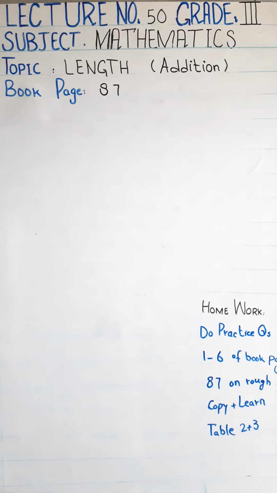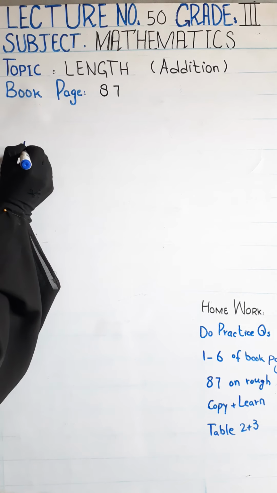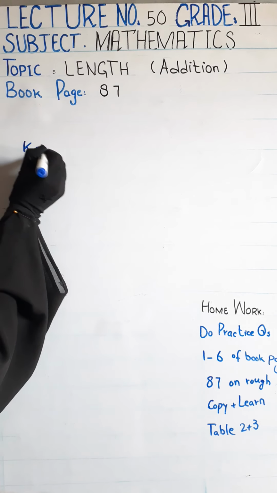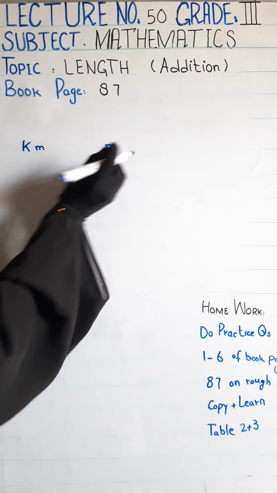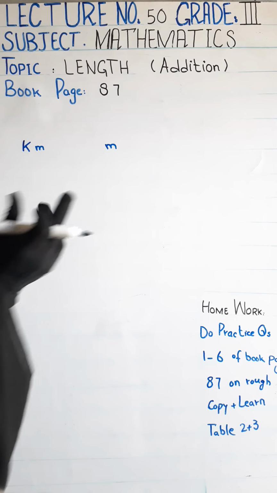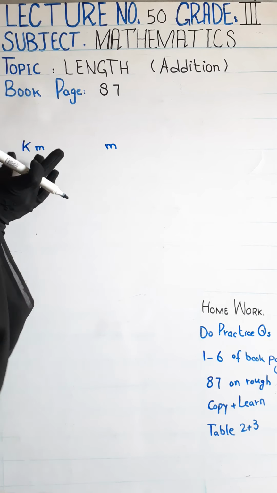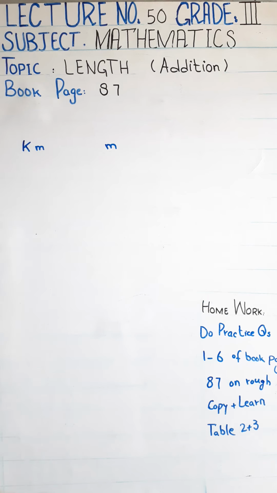today we solve questions for kilometer and meter, and in the previous lecture we solved questions for meter and centimeter. Look here, kilometer and meter. We write the small unit on our right side and the greater one on the left side. Okay, clear?